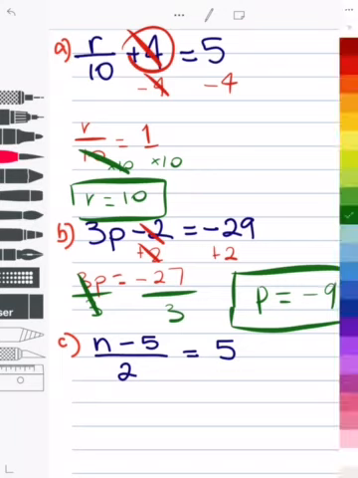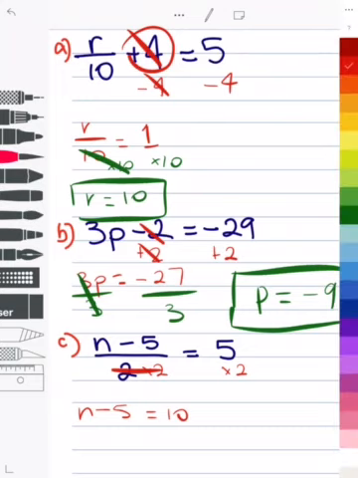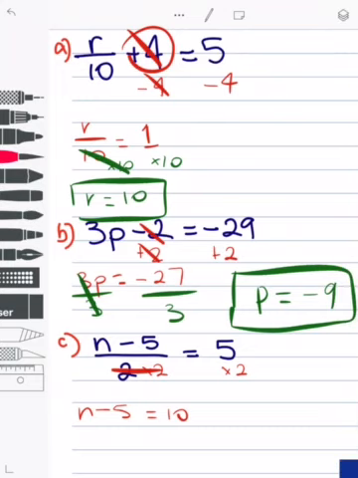Let's do the last example here, where I have n minus 5 over 2 equals 5. Remember, we can't touch the n or the minus 5 until I get rid of the denominator there, which is the 2. So the opposite of division of 2 is multiplication of 2, so I can do that on both sides. Times 2, times 2 cancels out. I'm left with n minus 5 equals 10. Now, I need to get rid of whatever is with the n, which is a minus 5. The opposite of minus 5 is plus 5. Cancels out. I'm left with n equals 10 plus 5, which is 15.